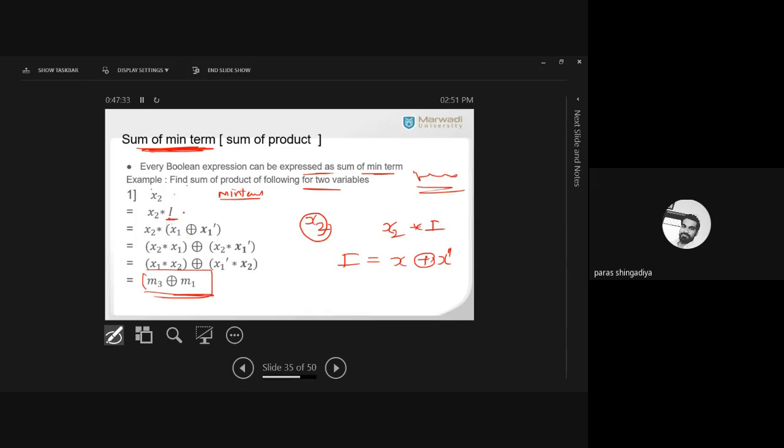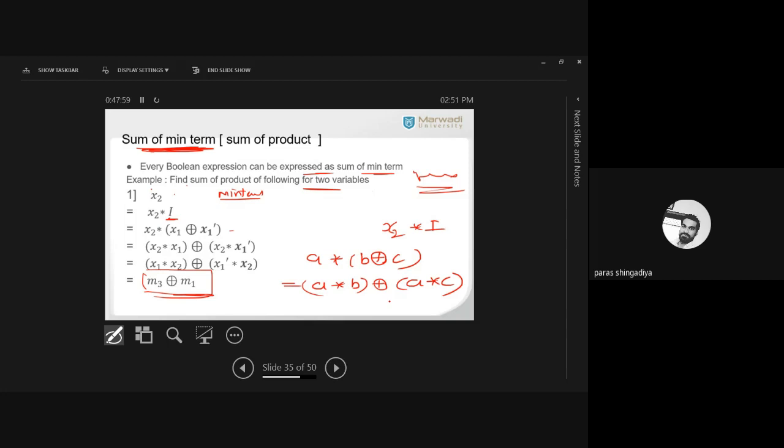Okay. We add the formula x1 ring sum x1 dash. Clear? We add the formula for I, that is x1 ring sum x1 dash. Now we get this form here: A star B ring sum C. So what is the distributive formula? That is A star B ring sum A star C. Okay, that is the distributive formula.